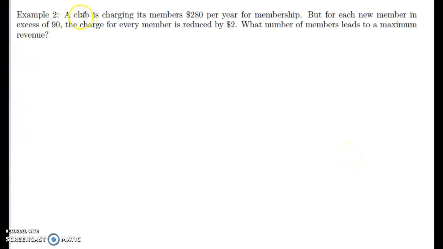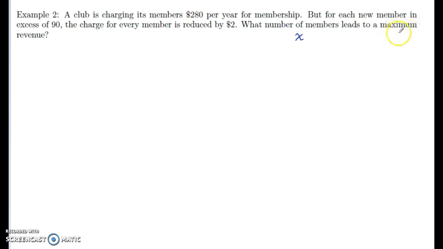Example 2, optimization problem. A club is charging its members $280 per year for membership, but for each new member in excess of 90, the charge for every member is reduced by 2. What number of members lead to maximum revenue? So the question is asking us what number of members. We can set it up as X. That will lead to maximum revenue.